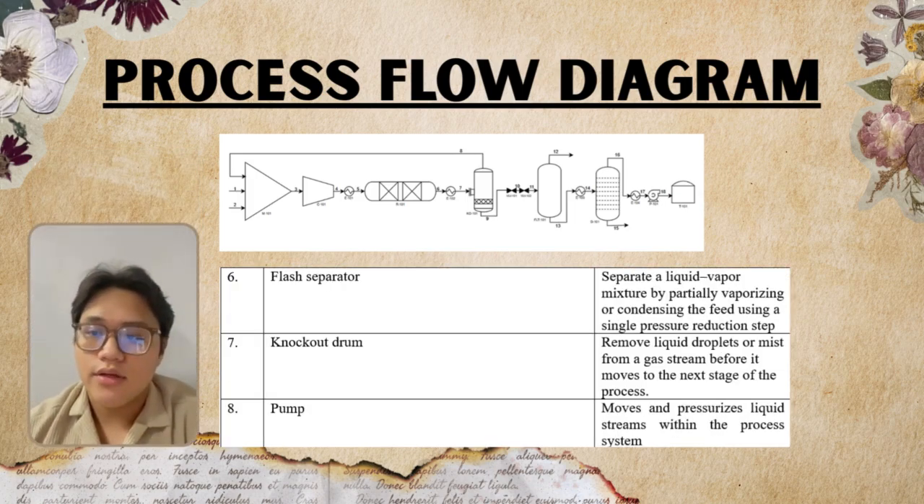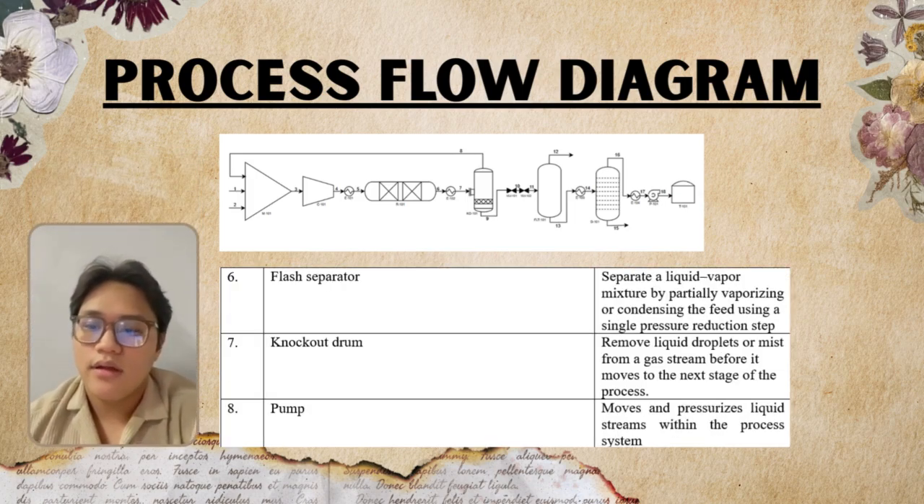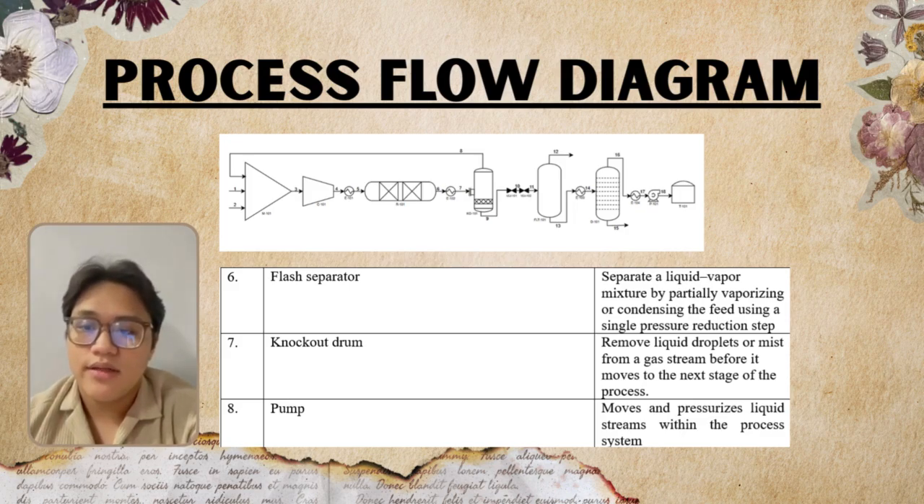Other components to take note of are the flash separator, knockout drum, and the pump. The flash separator separates a liquid-vapor mixture by partially vaporizing or condensing the feed using a single pressure reduction step, while the knockout drum removes liquid droplets or mist from a gas stream before it moves to the next stage of the process.